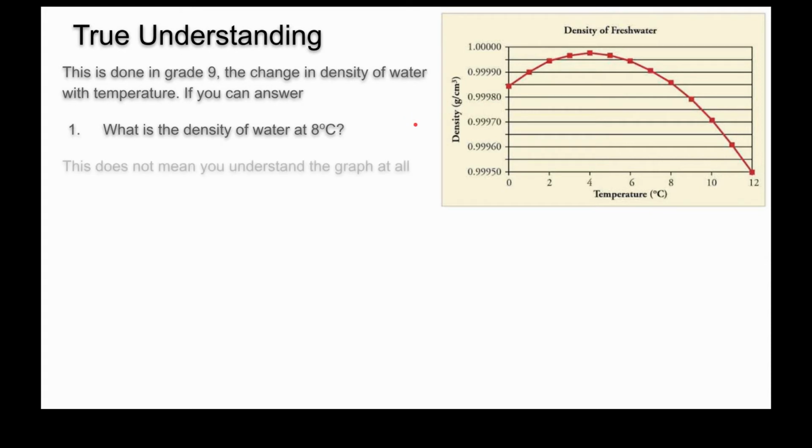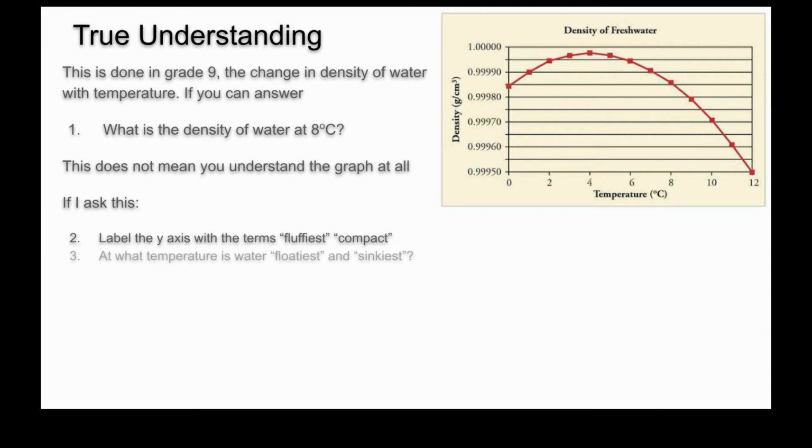0.99985. And you know what? That doesn't tell me you understood the graph at all unless I ask two more questions. Label the y-axis with the terms fluffiest and compact. And answer at what temperature is water floatiest and sinkiest.